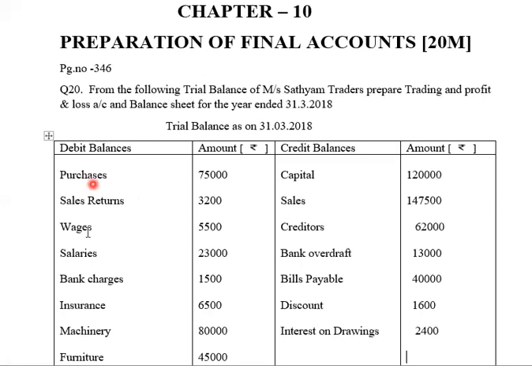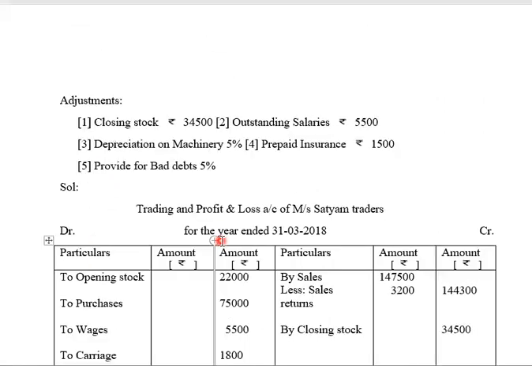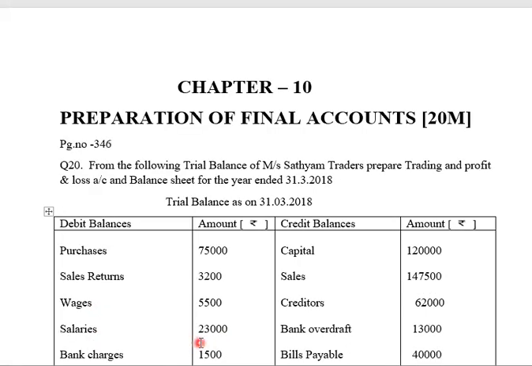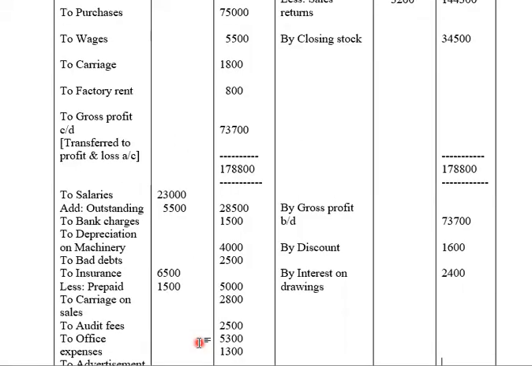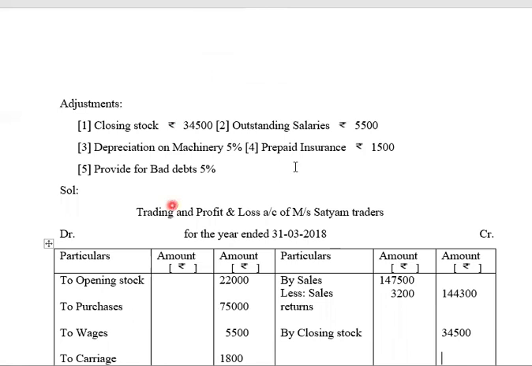Then we have wages. We have completed purchases, sales returns. Then we have wages. Wages is an expenditure of factory, so it will be shown on debit side of trading account as to wages 5,500 rupees. Then we have salaries 23,000. It is an expenditure of office, so this will be shown on debit side of profit and loss account as to salaries 23,000, on which we have an adjustment outstanding salaries 5,500.